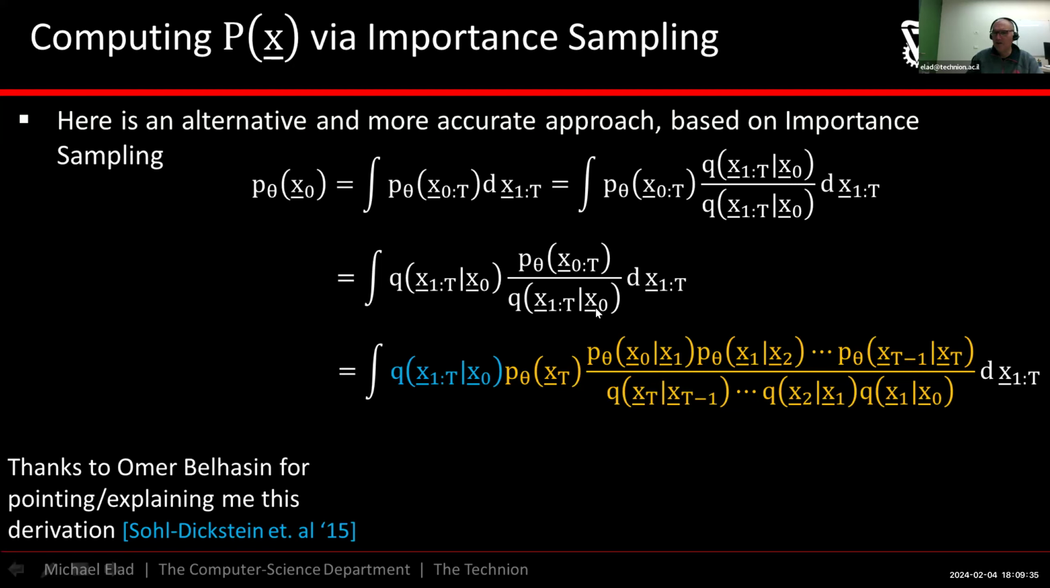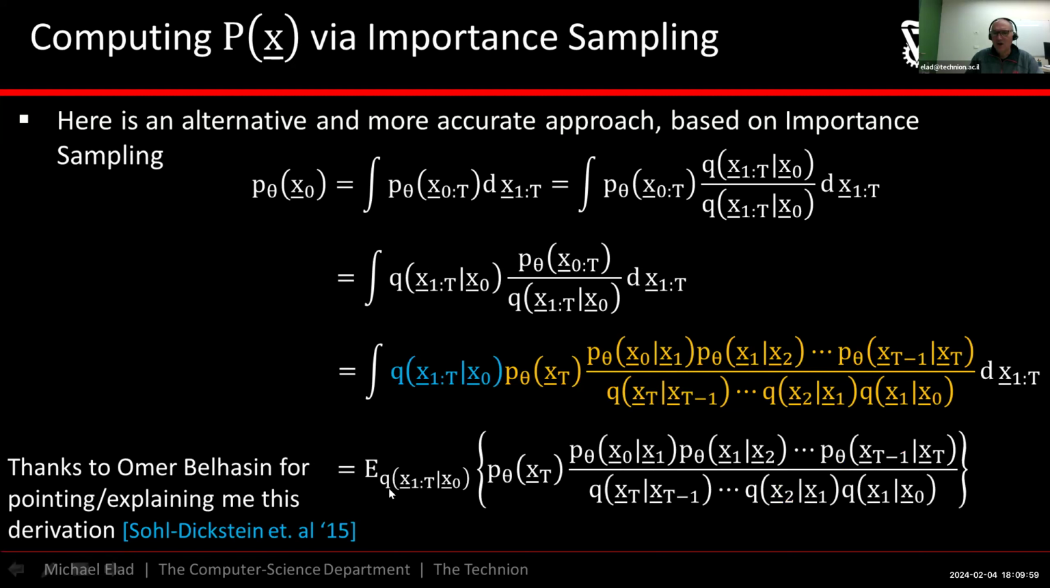The denominator first is q of x1 given x0, and then x2 given x1, etc., all the way to xt. This is this part. As for the numerator, generate xt, from xt generate xt minus 1, conditionally, etc., all the way to x0. So now I'm saying all this expression that looks so frightening is in fact an expectation over the true probability over the forward process of this expression, okay?